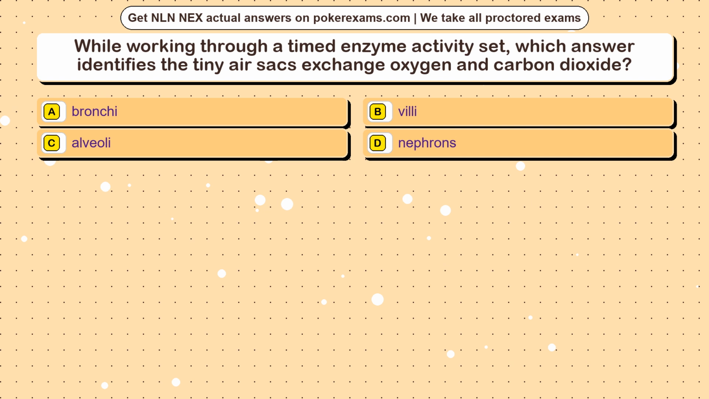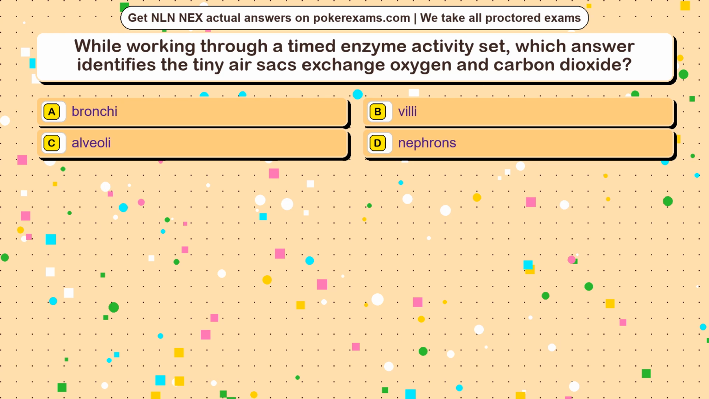Question 8. While working through a timed enzyme activity set, which answer identifies the tiny air sacs that exchange oxygen and carbon dioxide? Option A, bronchi. Option B, villi. Option C, alveoli. Option D, nephrons.